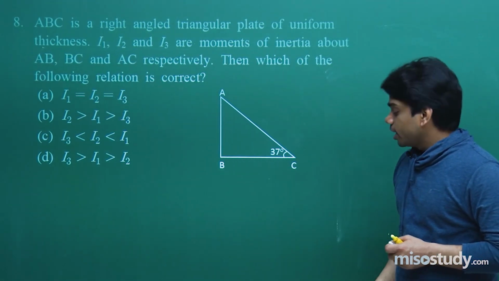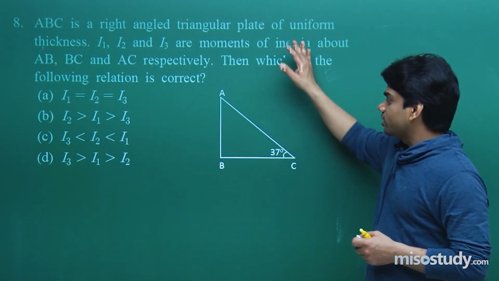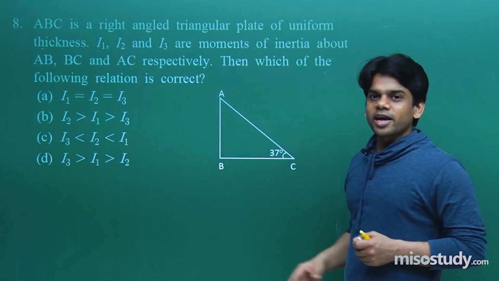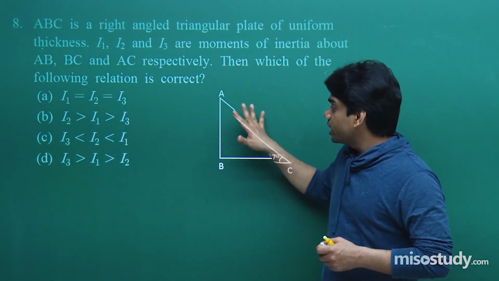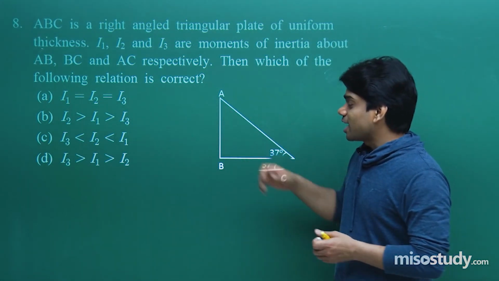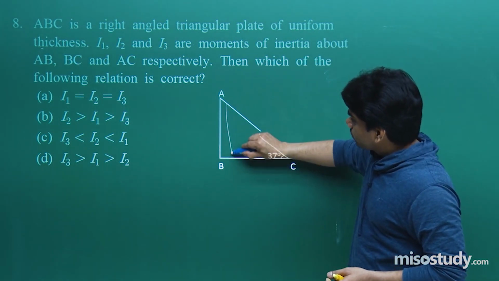8th. ABC is a right angle triangular plate. You can see ABC, a right angle triangular plate of uniform thickness. It says that it is a plate. Don't think that it is a rod. It's actually an entire solid plate. You can think in this way.